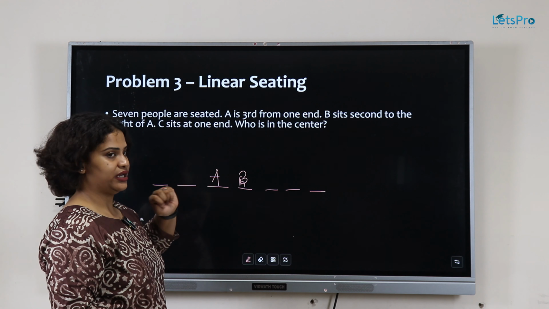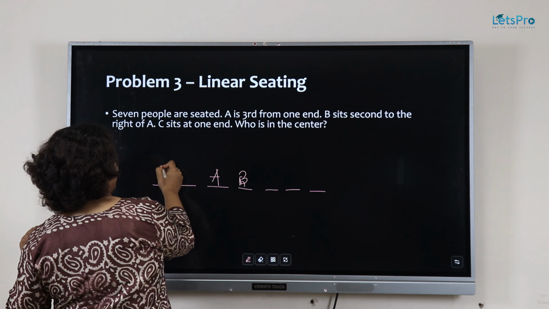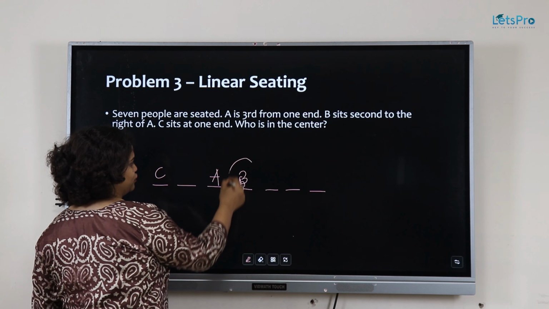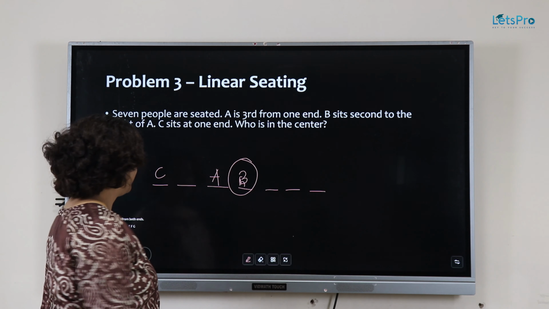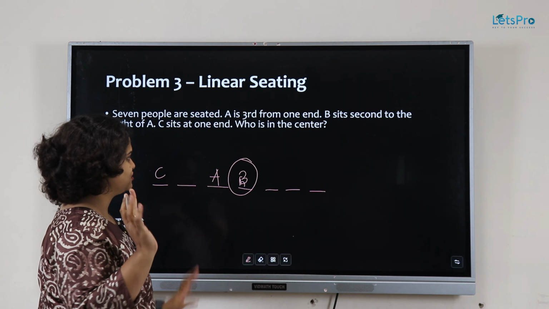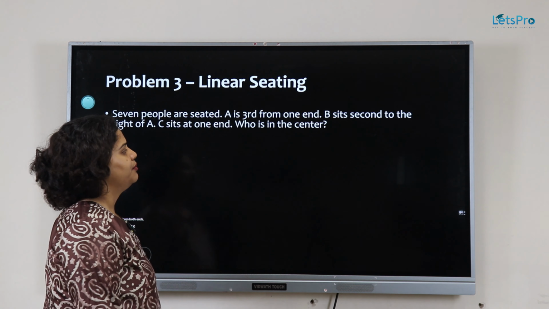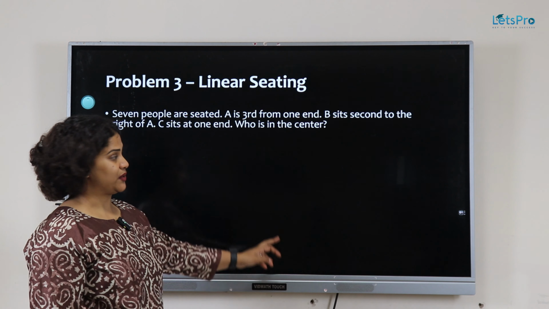C sits at one end. Any one of the ends you can put it. I'll put it here, right? Who is in the center? Very simple. It should be B only. Correct? So B is exactly at the center. So I don't have to enter anything else. This was also one of the previous year questions that I've brought for you.